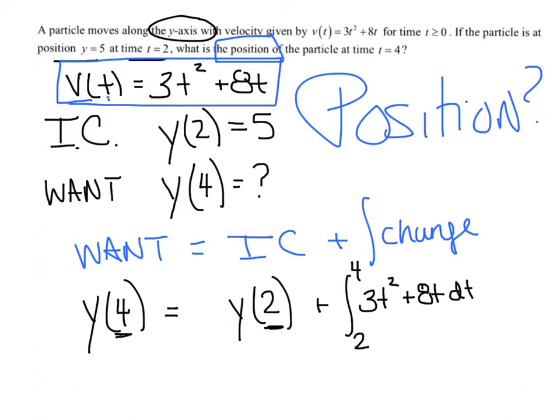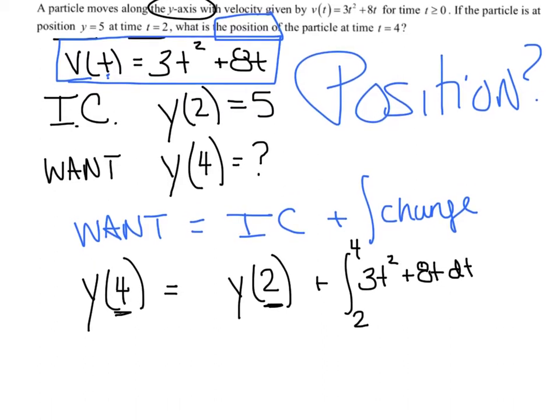Okay, so lots of self-talk, and that's a good thing. You should be talking to yourself in these problems. It's the want equals initial condition plus the change. All right, now we just run through and figure the problem out. So y of 4 equals, what is y of 2? That's the initial condition, so we know that's 5, plus, all right, we'll do some nice integrating.